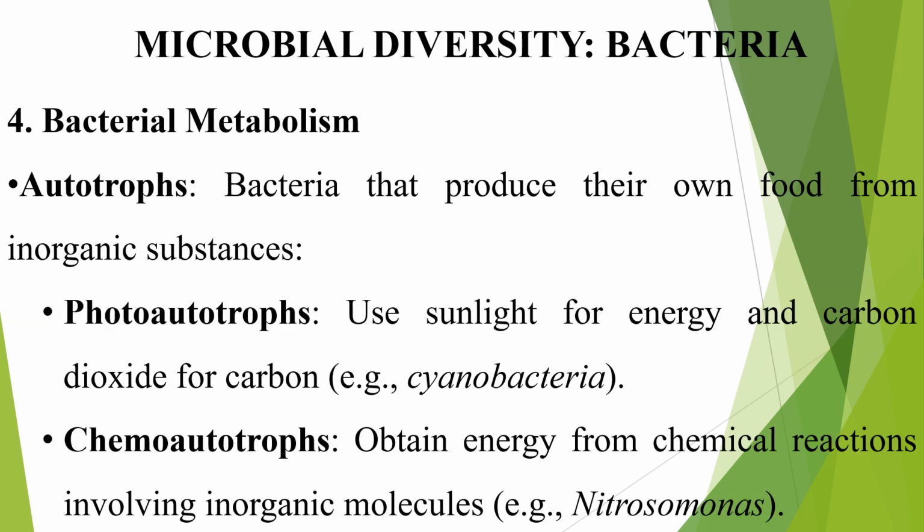4. Bacterial metabolism. Autotrophs, bacteria that produce their own food from inorganic substances. Photoautotrophs use sunlight for energy and carbon dioxide for carbon. Example, cyanobacteria. Chemoautotrophs obtain energy from chemical reactions involving inorganic molecules. Example, Nitrosomonas.